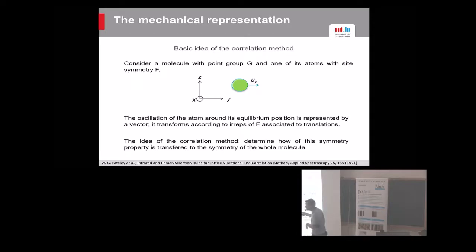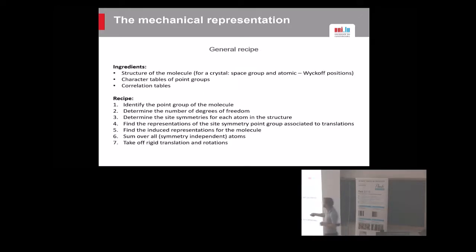So the idea is to take this information and to use all those subgroup relations that we have to find out how this displacement or this irrep translates, if you wish, into the irreps of the general molecule. So you're really making this link between the irreps of the site symmetry for this particular atom and the irreps of the point group for the full crystal or the full molecule. Okay? So this is the general idea. The recipe looks like that. It looks complicated because I've really put a lot of details in there, but really it's not.